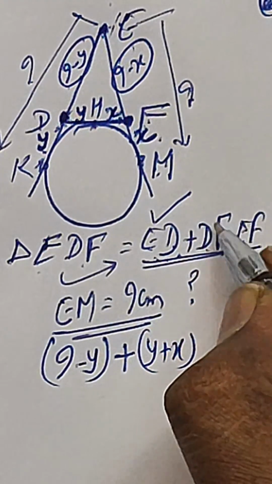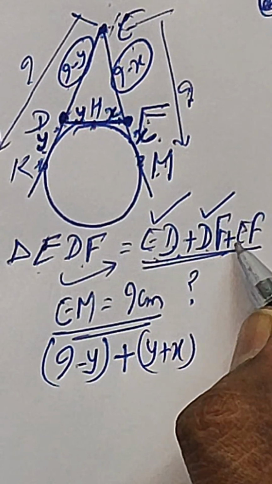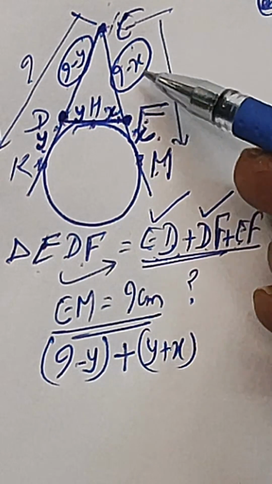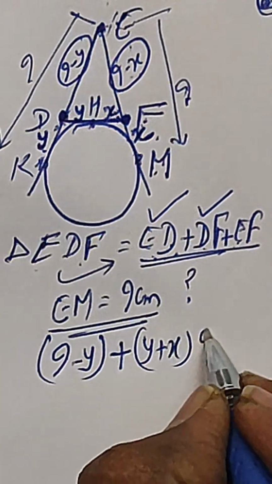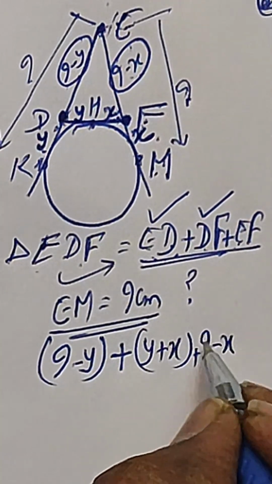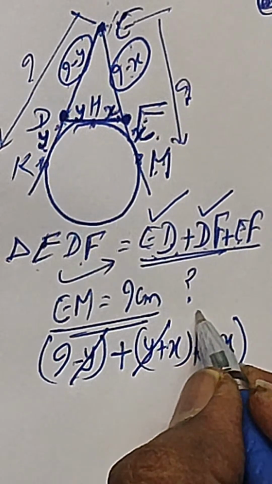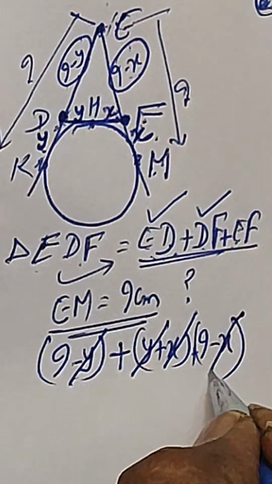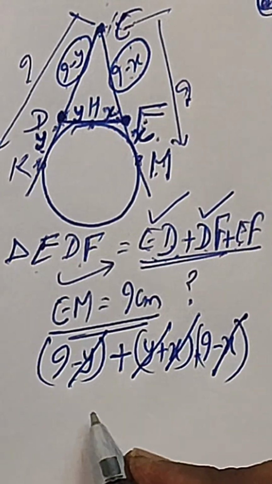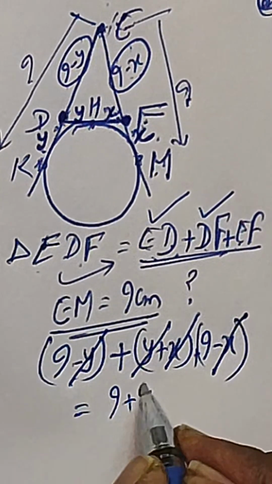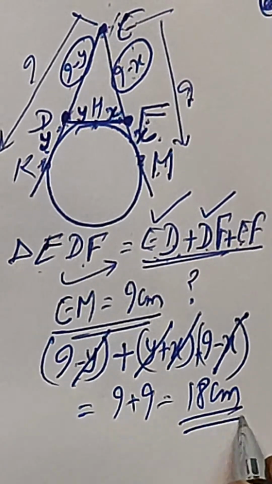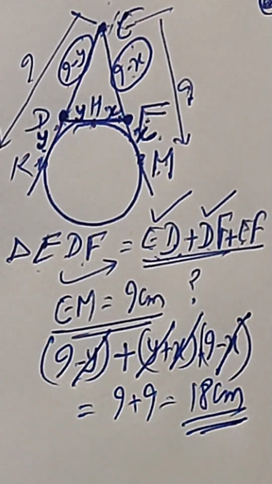We have written ED, we have written DF. What is left? EF. EF is what? 9 minus x. So just write 9 minus x, add it, right? You can see here minus y plus y cancelled, plus x minus x cancelled. So we are left with 9 plus 9, which is coming as 18 centimeter. Oh, we have calculated the perimeter of the triangle.